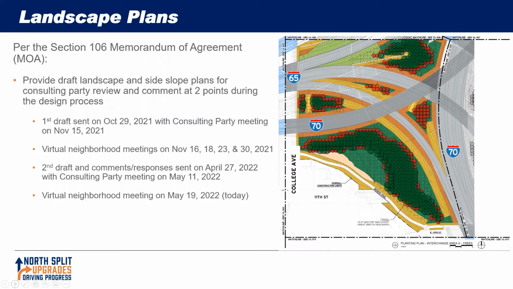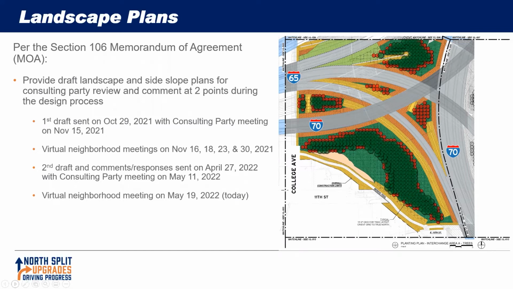And one of the mitigation measures from the MOA was to provide a draft landscape and side slope plan for our consulting parties, who are the people that we consult with who have an interest in historic resources, for their review and comment at 2 points during the design process. Now, that also included a public involvement component.